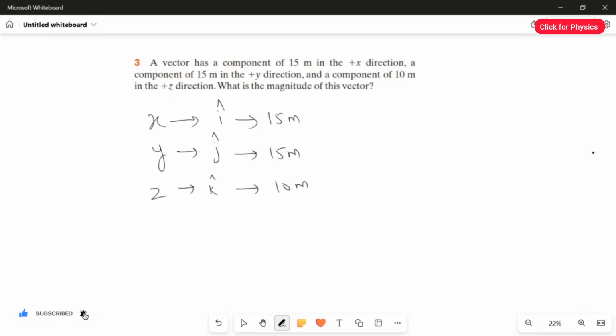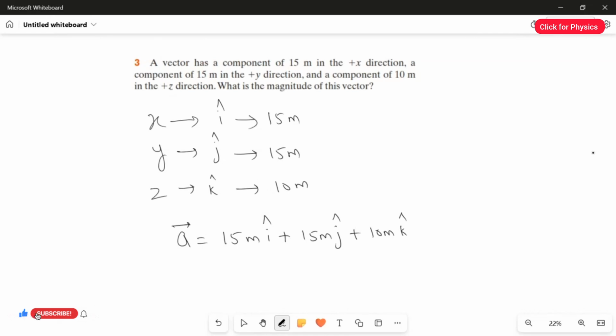Now, we have to frame a vector equation by using the component values and the respective unit vector notation. So here, I'm going to name the vector A, which is equal to the component of the positive x direction, 15 meter, with its unit vector notation i cap, plus the component of the positive y direction, which is 15 meter, and its unit vector notation j cap. Likewise, for the z direction, the component is 10 meter and its unit vector is k cap.